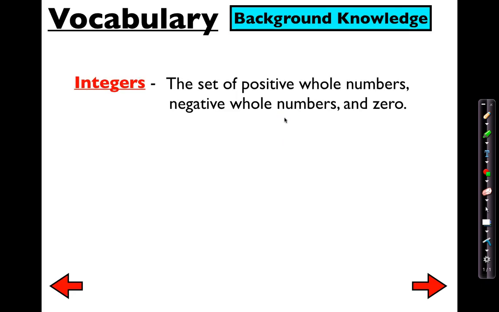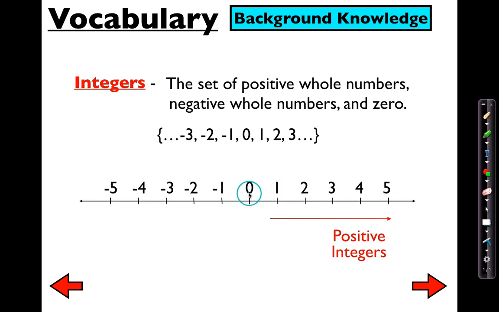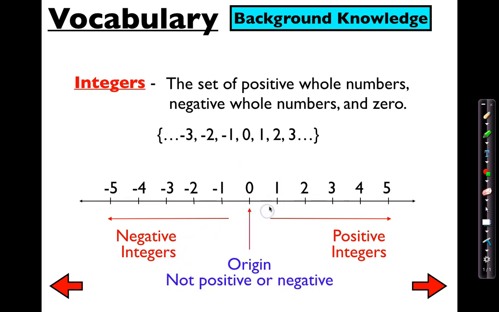An integer is basically the set of positive whole numbers, negative whole numbers, and zero. So here are some examples. You can see them as a number line. Again, they're all whole numbers, including negatives, positives, as well as zero. Any number to the right of zero is considered a positive number. Anything to the left of zero is considered negative. And zero is neither. We call it the origin. It's not positive or negative.